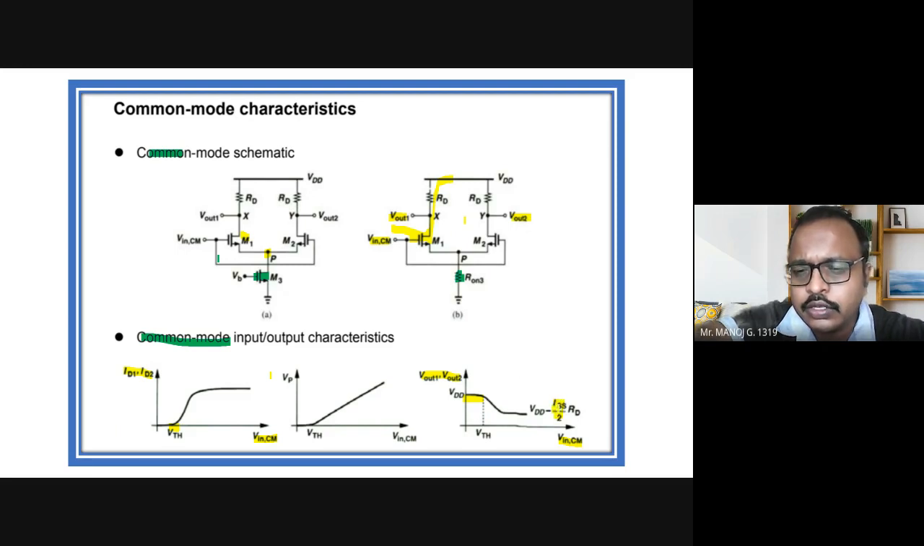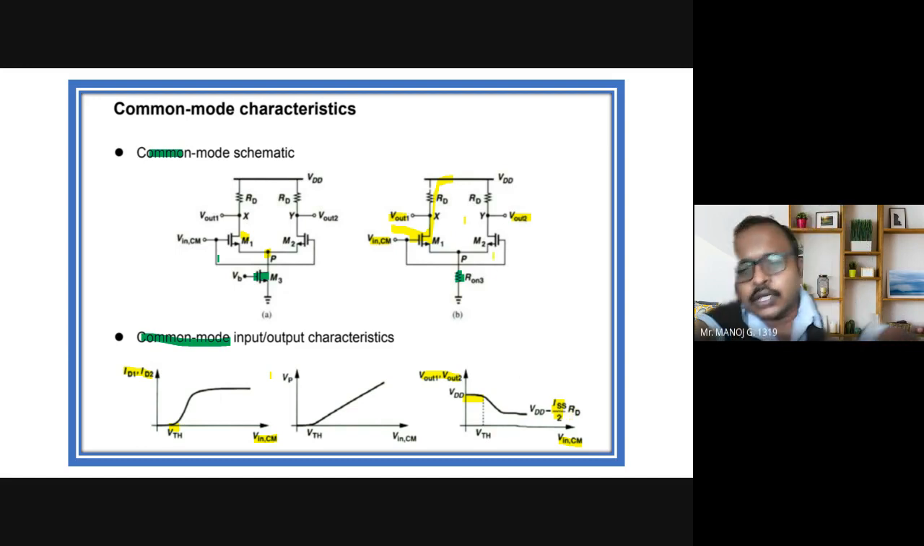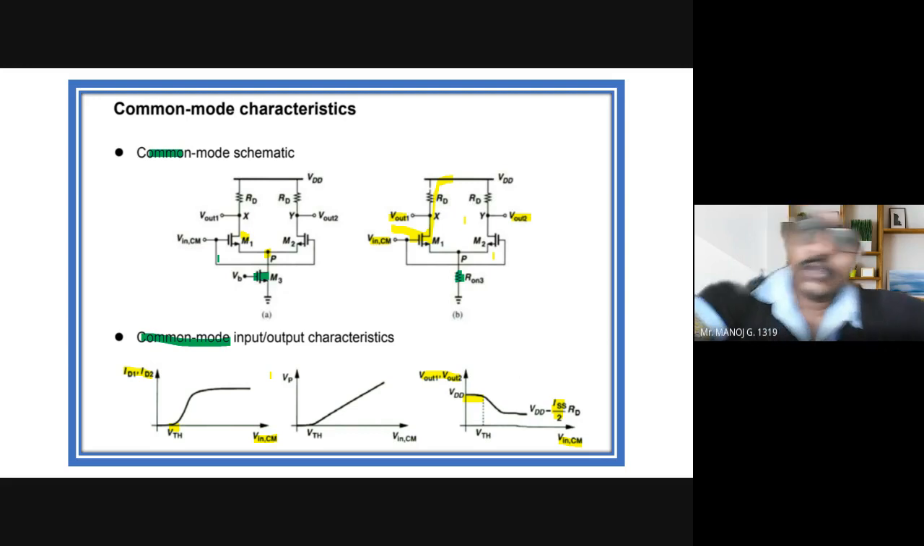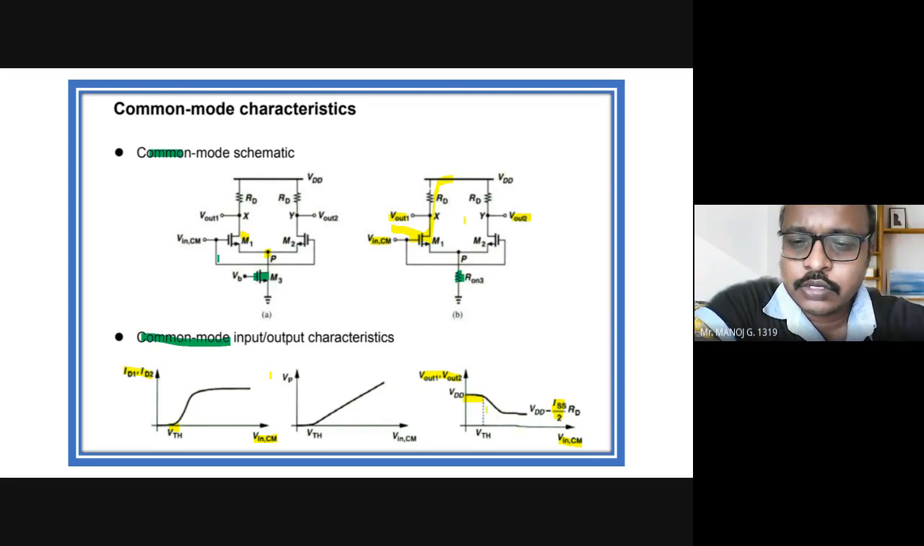This we've seen already. So this ISS by 2 into RD would be the current that is flowing through the output 1. Even output 2 is the same thing. After that, there is a small decline in the value of VDD in this fashion. So this is the input output characteristics of a common mode transistor. Now we stop it over there as of now.